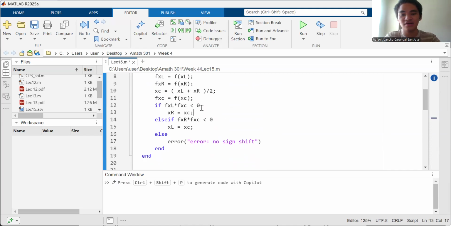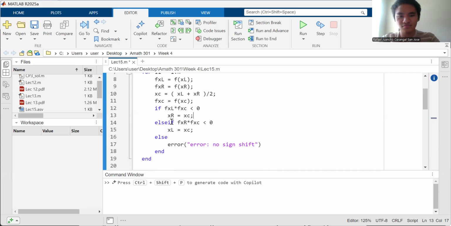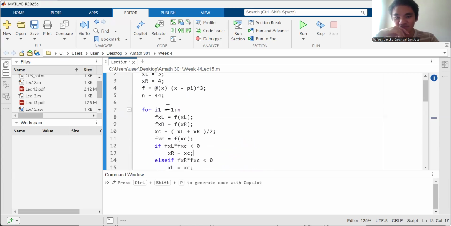And if we multiply my XL times my XC, and it's less than 0, then we reassign my XR to XC, right? And else if I do f(XR) times f(XC), and it's less than 0, well, now I'm going to reassign my center to my XL. And I'm going to do that again and again for 44 times.